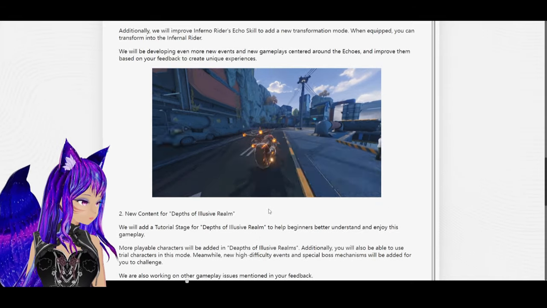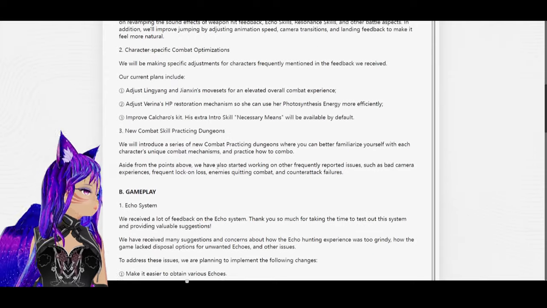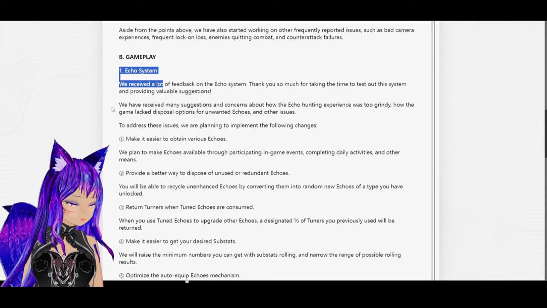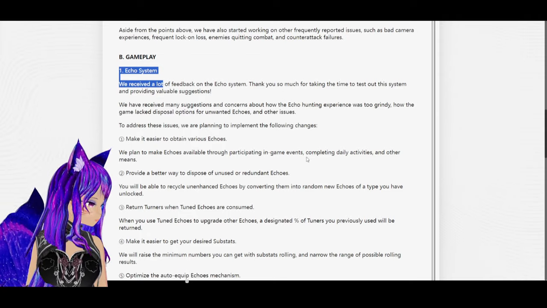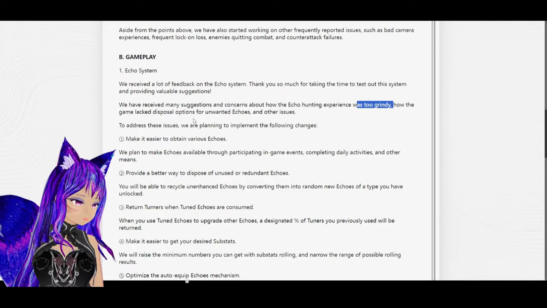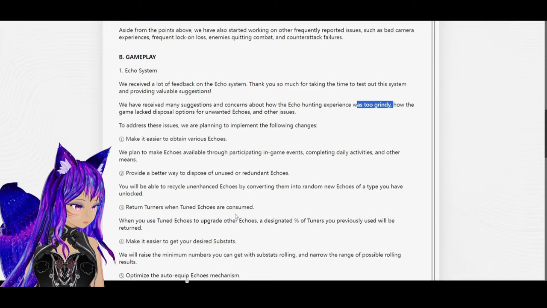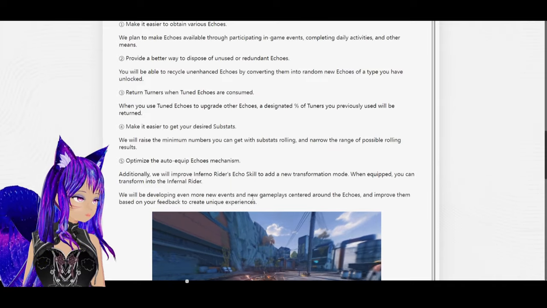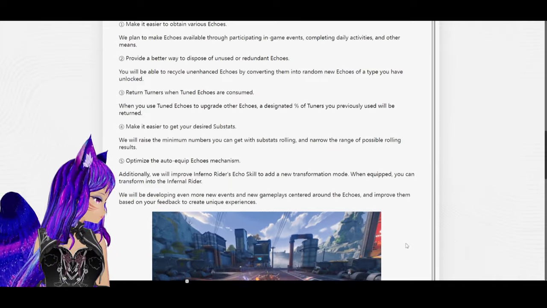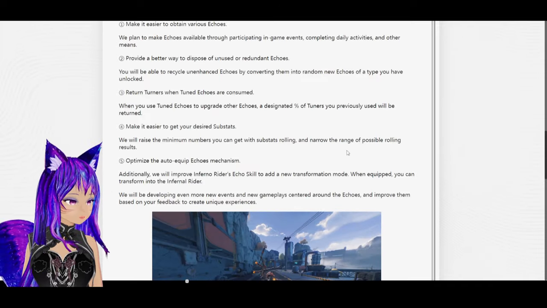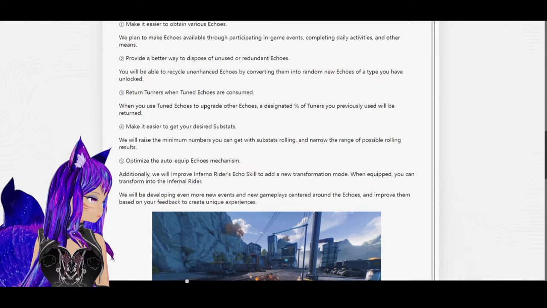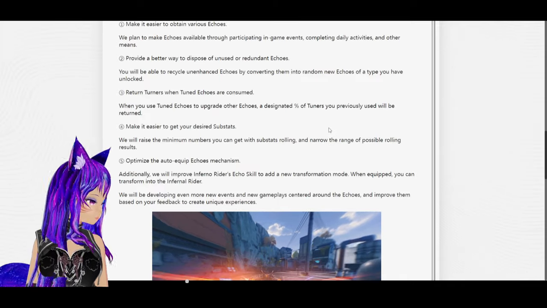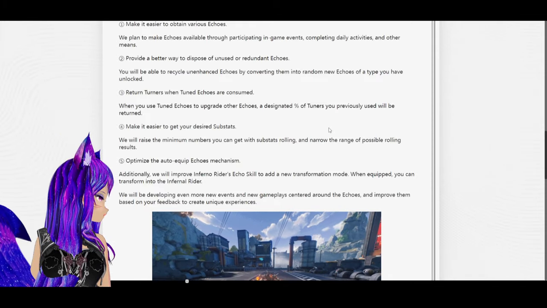So the W is the echo mainly, because that's what people were worried about. They did say that they're going to improve the experience and make it less grindy. And so they're going to make everything better for the ecosystem. So that's good news, and I think people would like that, since most people were complaining about it. And so I think that is a W. Now, that's all I have to say about the developer message of Wuthering Waves.